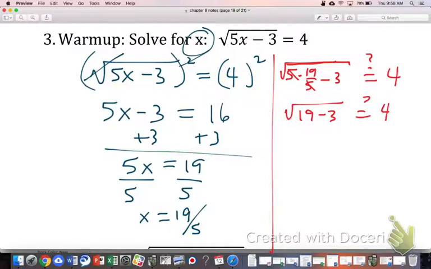And 19 minus 3 is 16. And look at that. Square root of 16 is 4. 4 does equal 4, so it checks, and I would say we've confirmed 19/5 really is the solution.